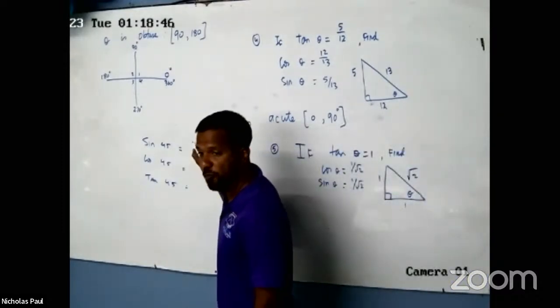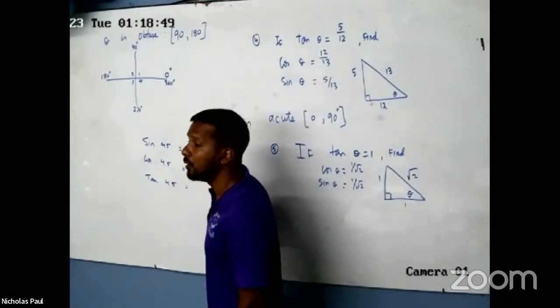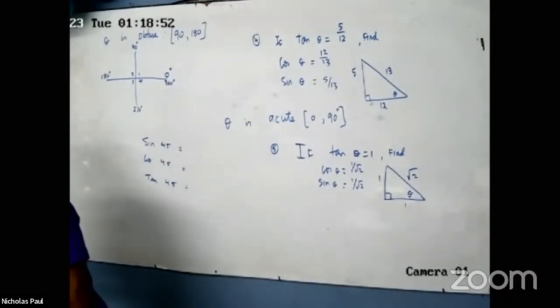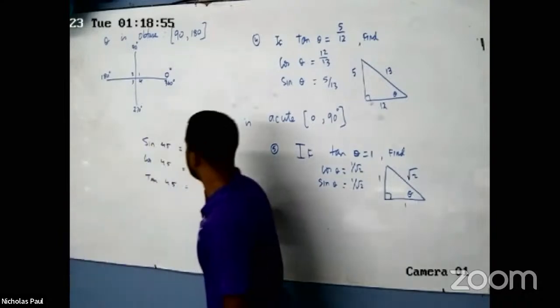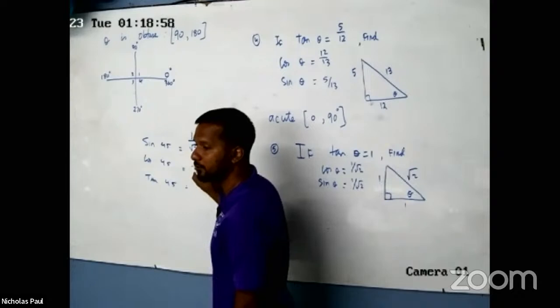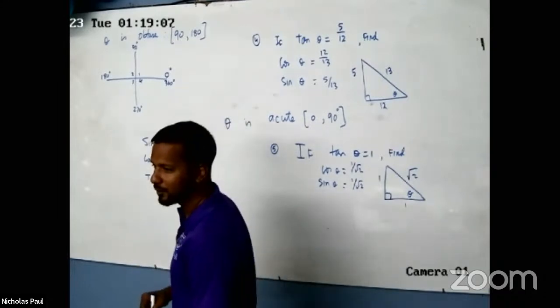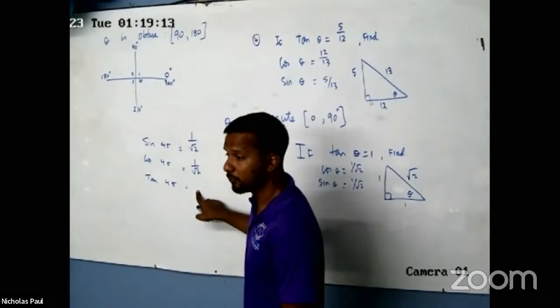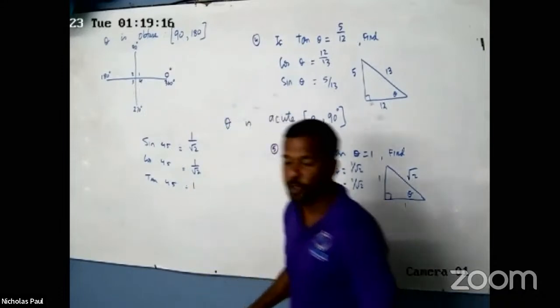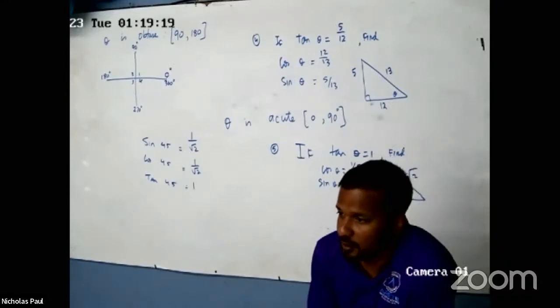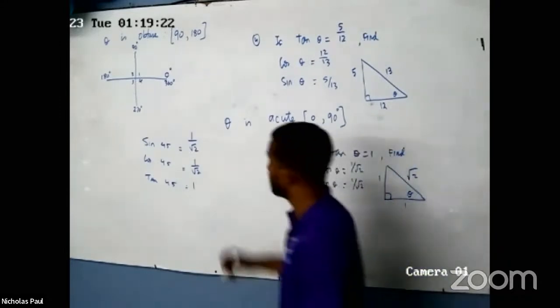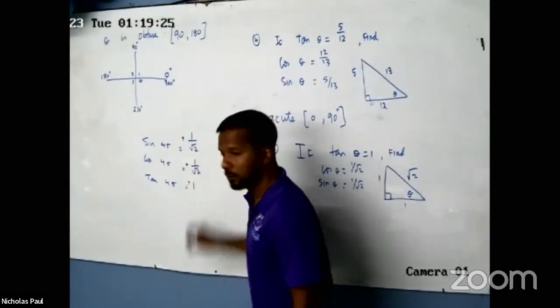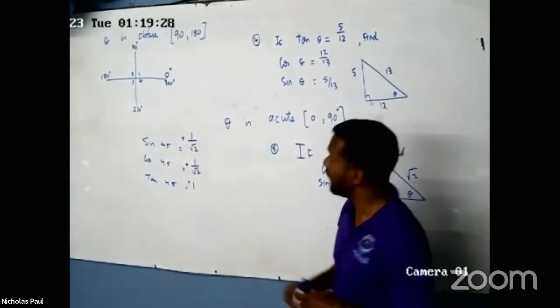Right, so work out those values for me. Sine 45, cos 45, tan 45. What have you got here? Tan is how much? Okay, what do you all recognize about the values? All the values are positive.